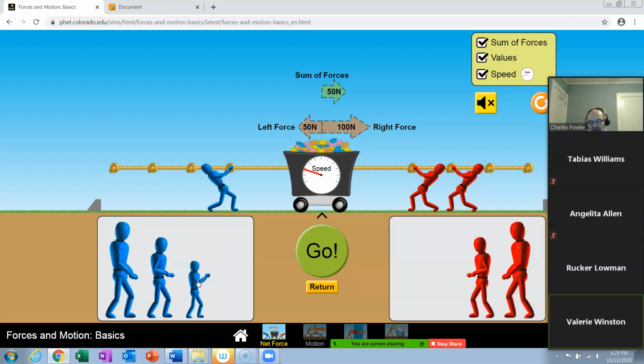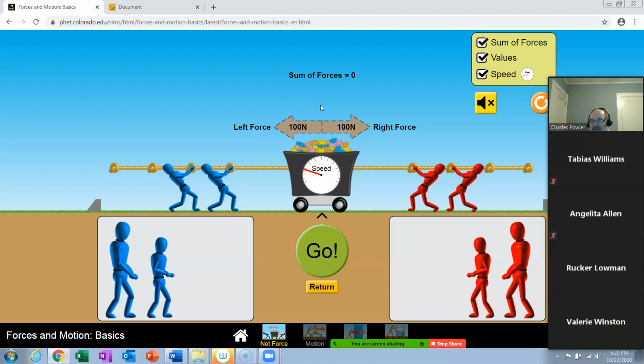Okay. Everybody else ready? Okay. Gonna move the second little blue android up to the knot. Okay. What's the sum of forces? What's the direction? No direction. Exactly. Will there be an acceleration?